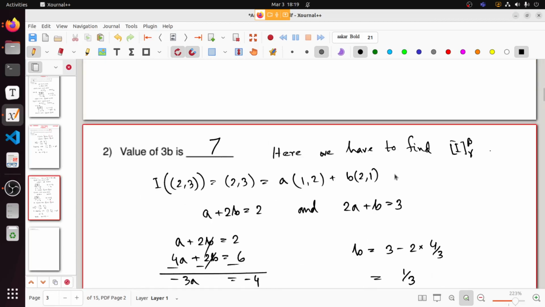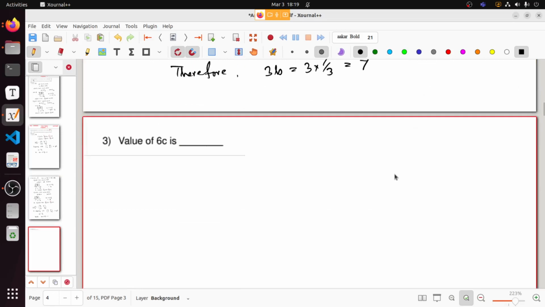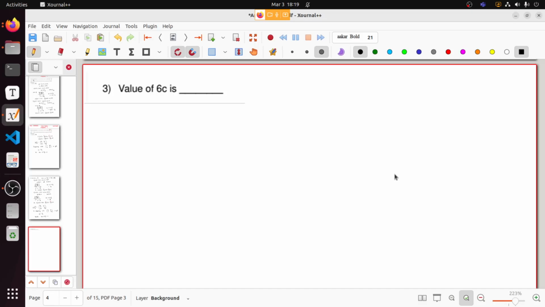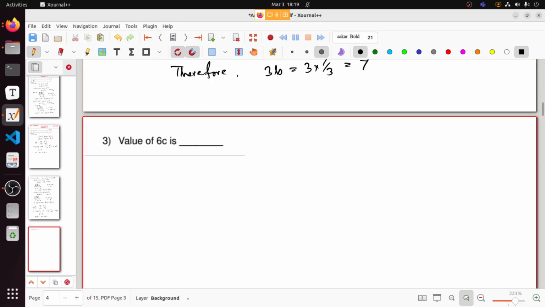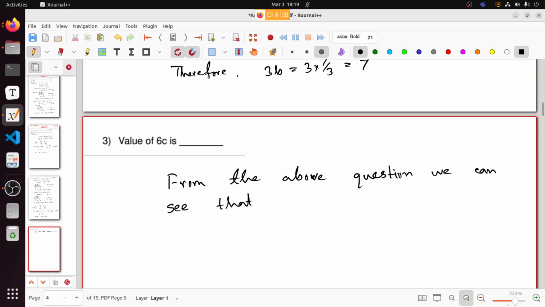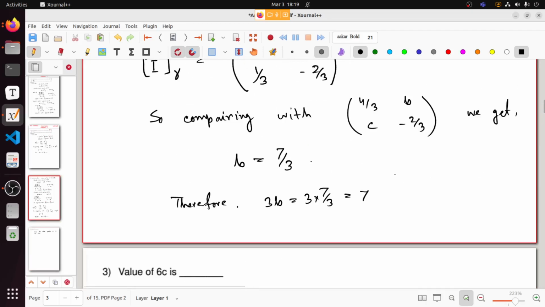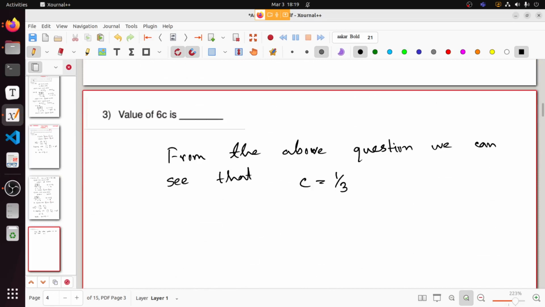Right. So 2 is also done. Let's move to 3. Here we have to find the value of 6c. c is in the second matrix. So comparing with this, from the above question, we can see that c equals 1 by 3. Right, and then what will 6c be? 6 times c is 6 times 1 by 3, which means 2. So the value of 6c is 2.